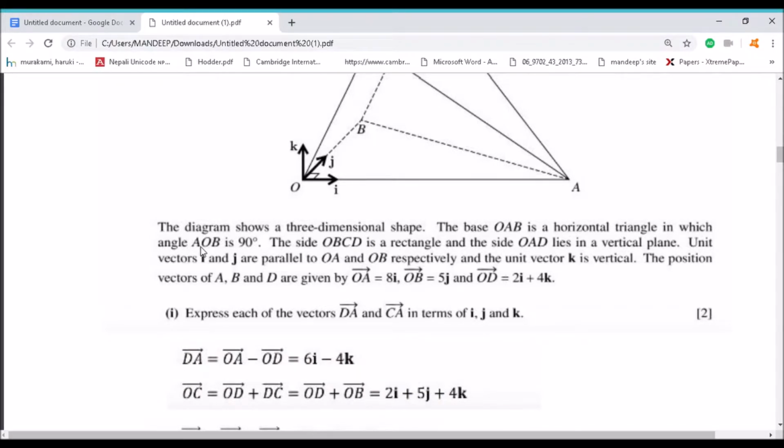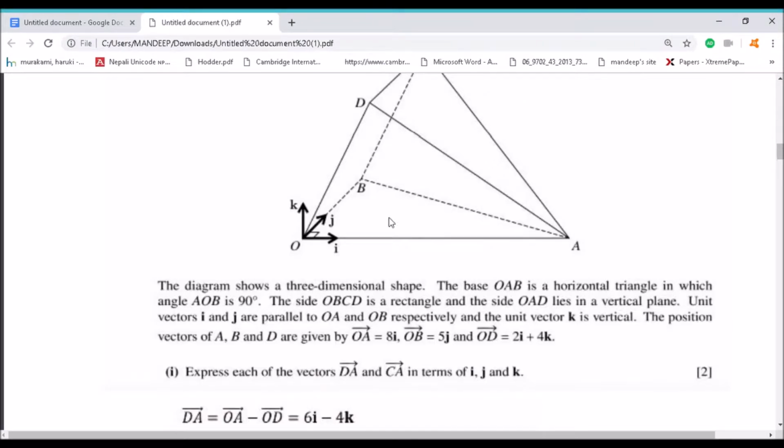The diagram shows a three-dimensional shape. The base OAB is a horizontal triangle in which angle AOB is 90 degrees. So angle AOB is 90 degrees.